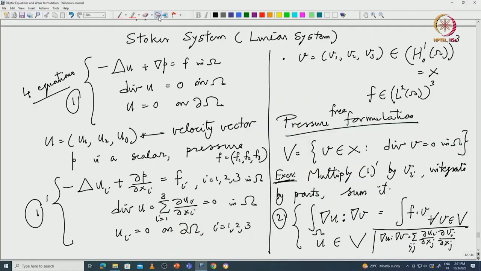So last class we were discussing the Stokes system, basically the Stokes linear system, and we briefly discussed its variational formulation. The system we have considered was this one. You see, this is a system of four equations in four unknowns: three velocity components and one pressure component. And then the formulation was this one, usually the weak formulation. All right. And this is a pressure-free formulation.